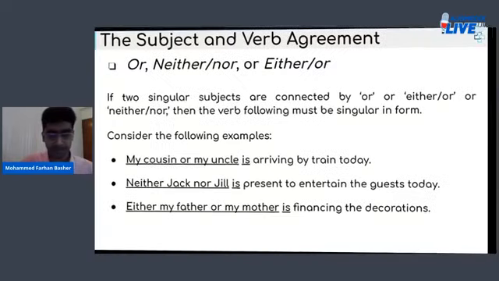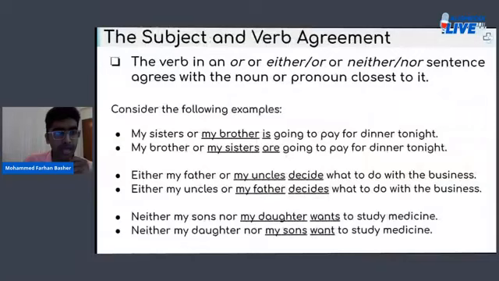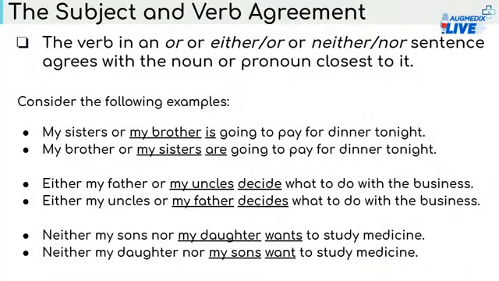Moving forward to the next slide. I'll read this again for you. The verb in an or, either or, neither nor sentence agrees with the noun or pronoun closest to it. Now, pay extra attention to this slide. In the last slide, we learned that when or, neither nor, or either or joins two singular nouns, the verb is also singular. But here, in this case, the verb agrees with the number of the noun or pronoun closest to it in a sentence where you have two nouns and both are connected by or, either or, neither nor.